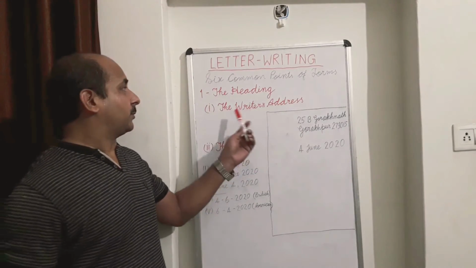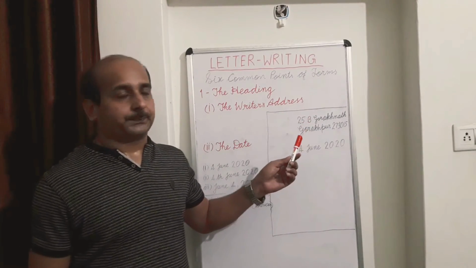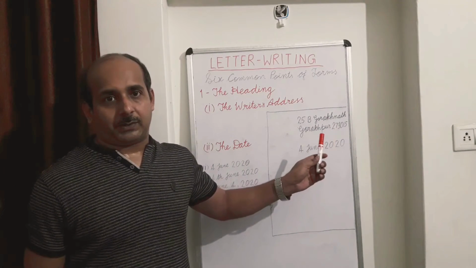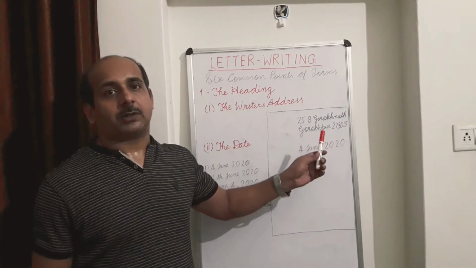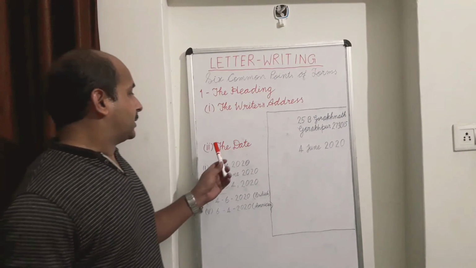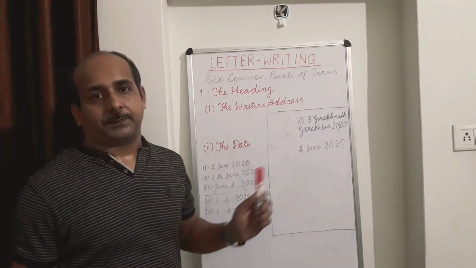What is the position of the writer's address in a letter? The position is the top right hand corner of the first page. Top right hand corner of the first page. Remember it. Move to the second subpoint, the date.